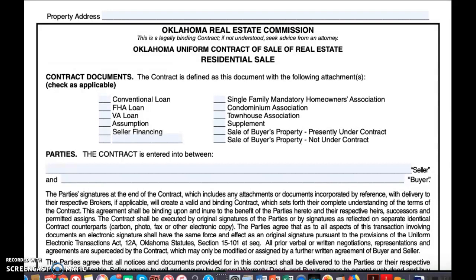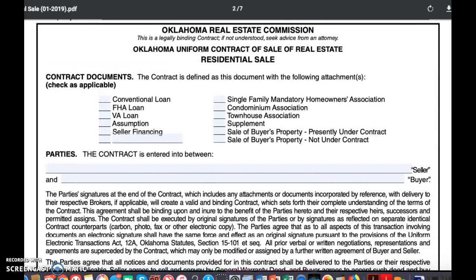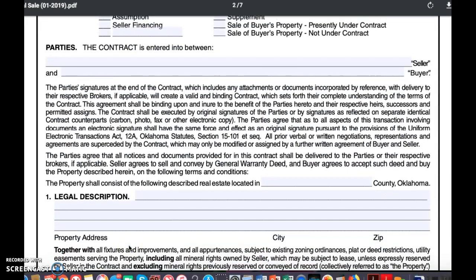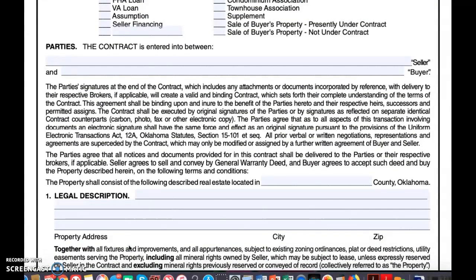Second paragraph, parties. The contract is entered into between fill in the blank for seller and fill in the blank for buyer. Third paragraph. The parties' signatures at the end of the contract, which include any attachments or documents incorporated by reference with delivery to their respective brokers, if applicable, will create a valid and binding contract which sets forth their complete understanding of the terms of the contract.